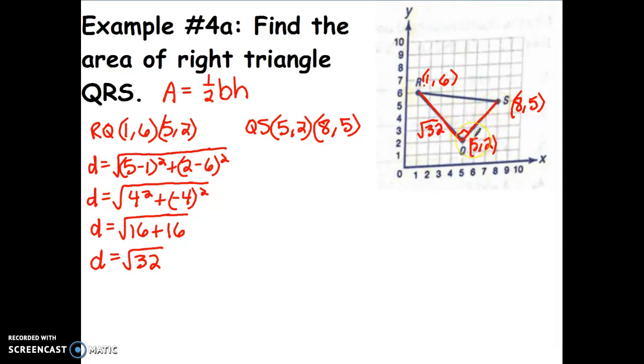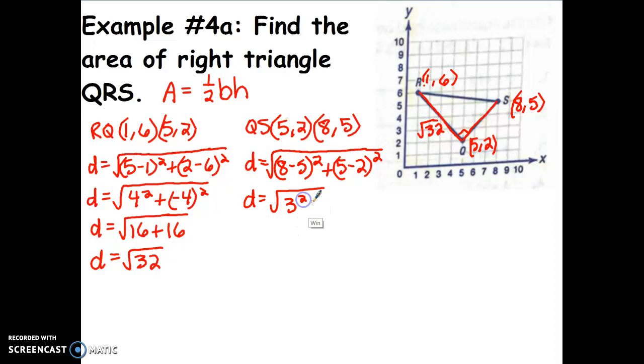Let's move on to finding QS. Okay, so we got 8 minus 5 squared plus 5 minus 2 squared. 8 minus 5 is 3. 5 minus 2 is 3. All right, 3 squared is 9. 3 squared is 9. Square root of 18. So again, this is not a perfect square, so we're going to leave it in that form. So we got square root of 18 here.